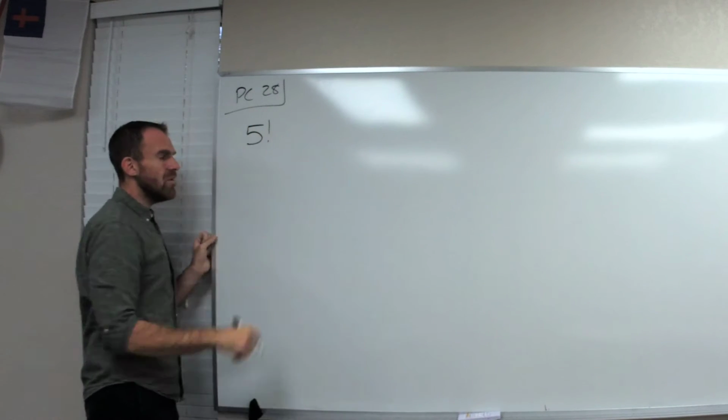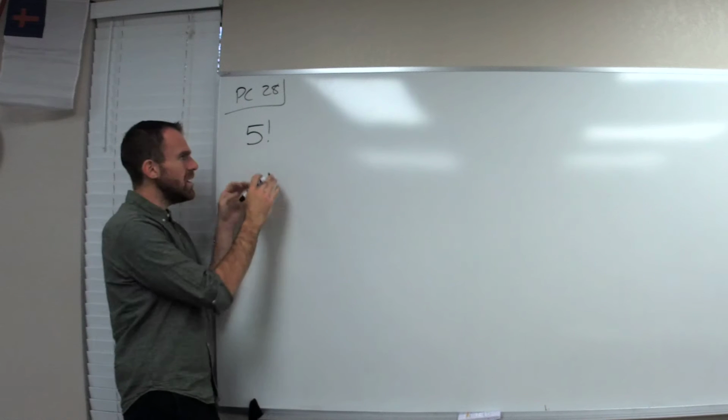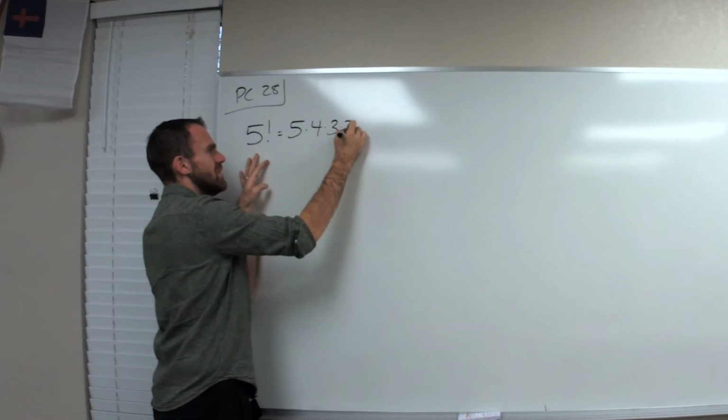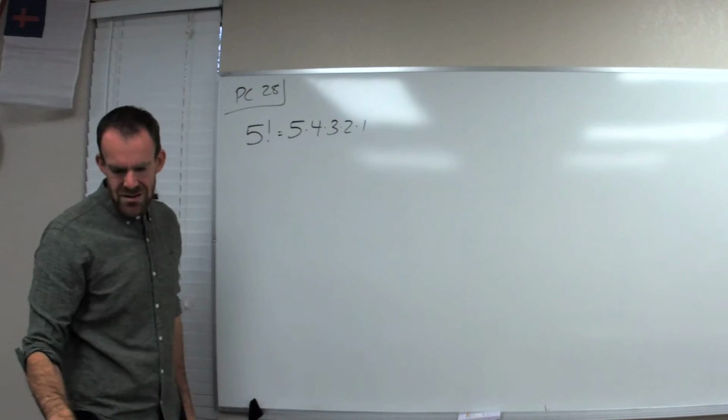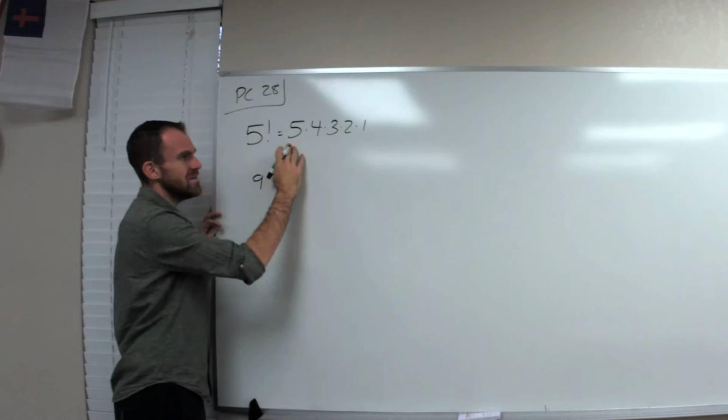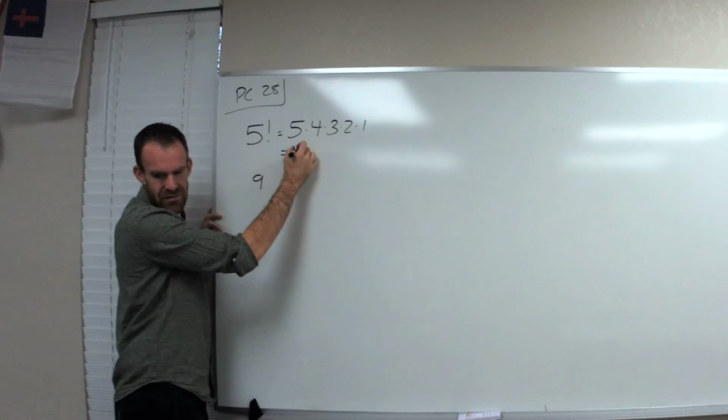The factorial is this little exclamation point, and what it means is that we are going to do the operation 5 times 4 times 3 times 2 times 1. Simple as that. I wish it were that simple, but you're in pre-calculus. Obviously, you multiply that out and you get whatever that number is, 120.